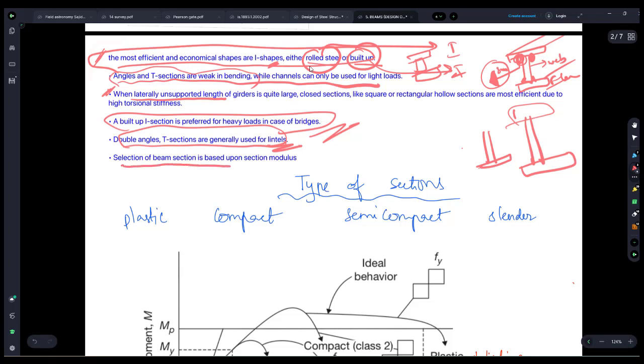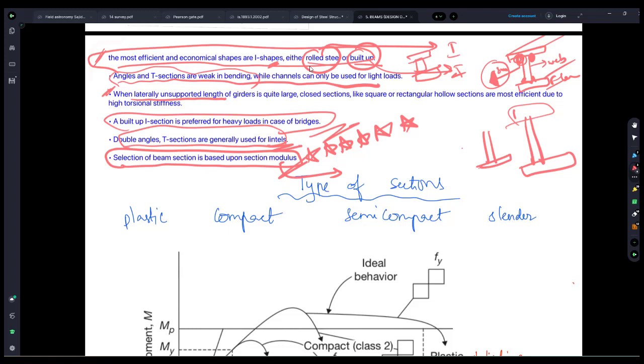And selection of beam section is based on what? Section modulus. काफ़ी important bit है, give it 5 stars. My favorite bit. If you have to select a beam, you will be selecting based on what? Section modulus. So, in simple terms, if a loading is given, we will find out what section modulus is required to resist that moment. Whatever the moment is being caused because of that loading, we will find out what section modulus is required to resist that moment, and we will select a beam I section.